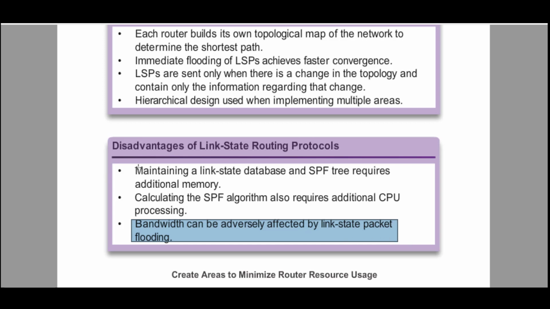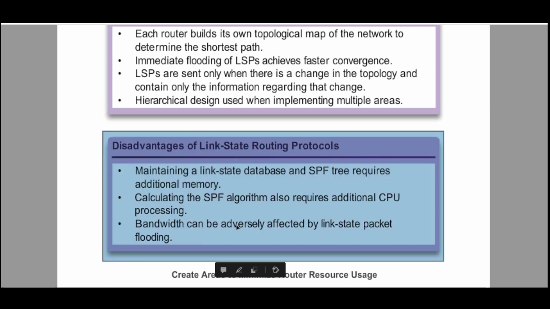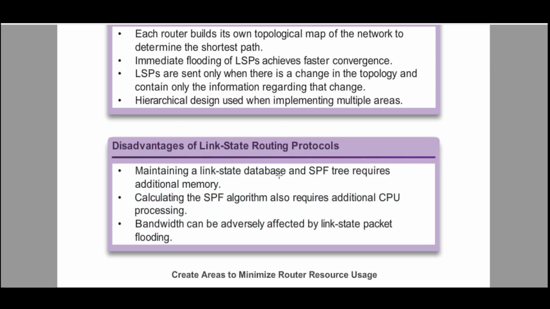Then you have to maintain the tables, different types of tables. The first one is the entire database, the collection of LSPs. Then you have to create the possible paths. Then you have to create the final routing table. So there are different tables you have to manage, so it needs more memory compared with the first one, that is the distance vector routing protocol.